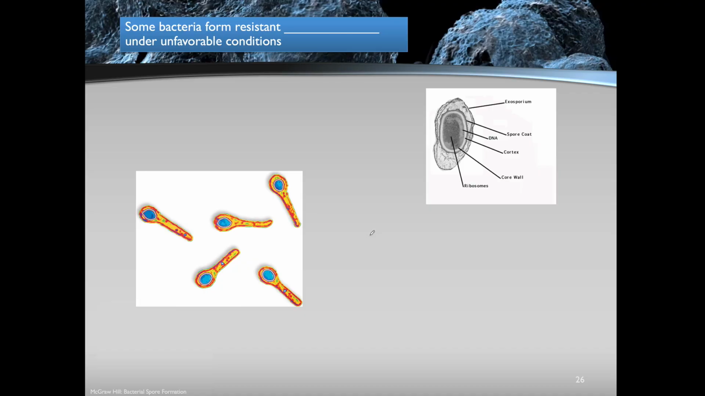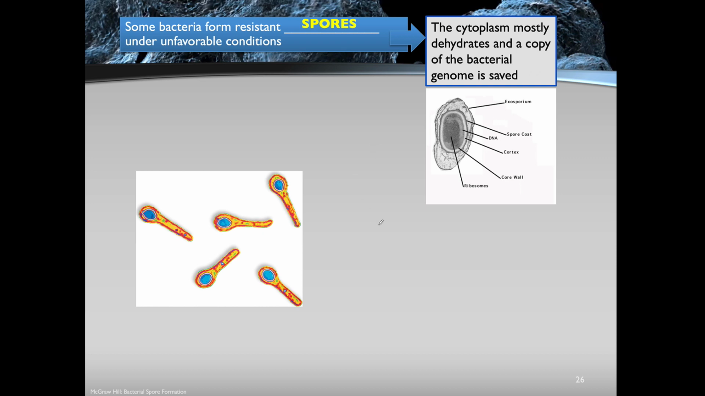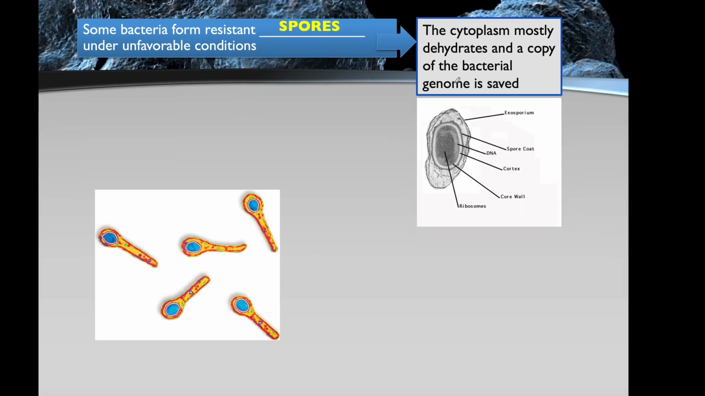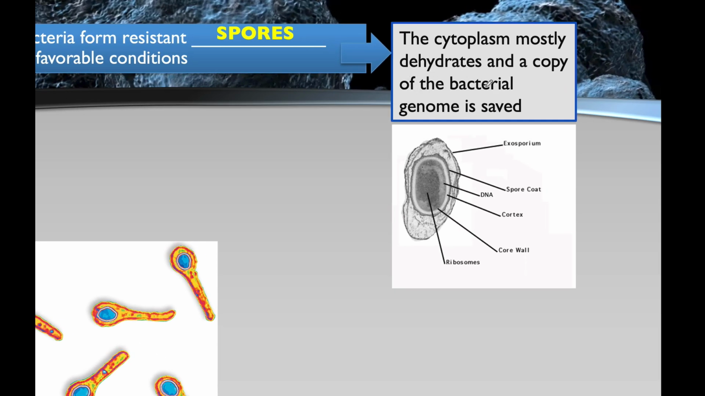Bacteria endure all kinds of conditions, and sometimes when the conditions get too challenging for survival, some bacteria will form resistant spores under those unfavorable conditions. So what will happen when a bacterial cell forms a spore is the cytoplasm will dehydrate. Dehydrate means all the water will come out of it, and a copy of the bacterial genome is saved. So ultimately the DNA is still on the inside, but take a look.